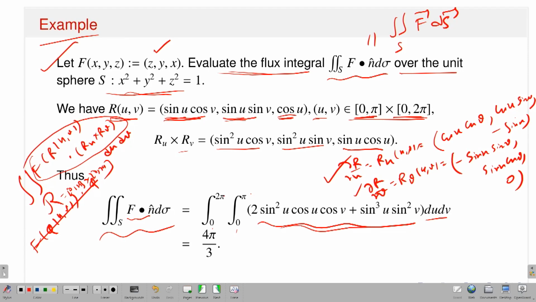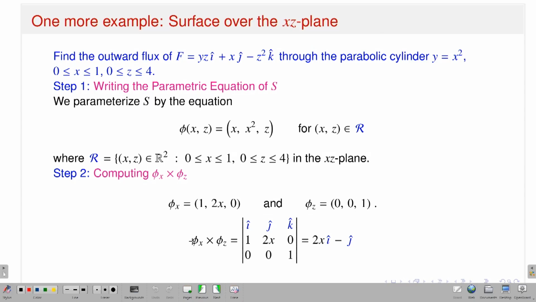Now this is very nice, it is a separation of variables. You just perform the normal integrations, and if you do that, it turns out that the value of this vector surface integral, or the flux integral, is 4 pi divided by 3. So that is the process, the formula, and these are the steps. If you follow them, you will be able to calculate the vector surface integral or the flux integral. One more example.